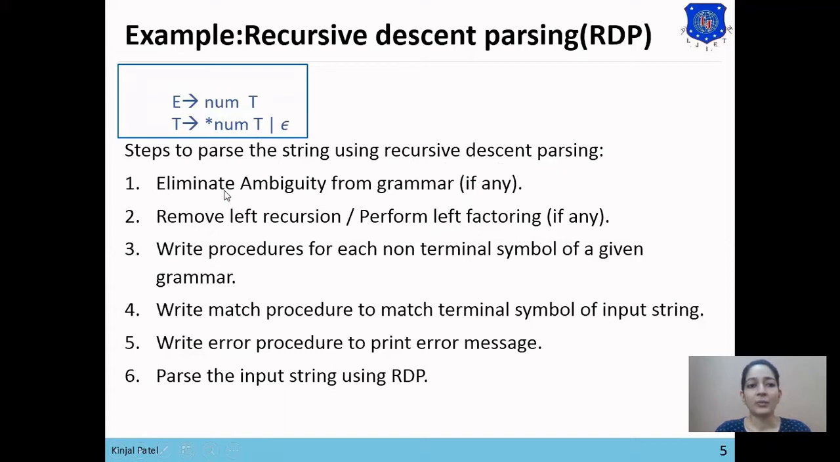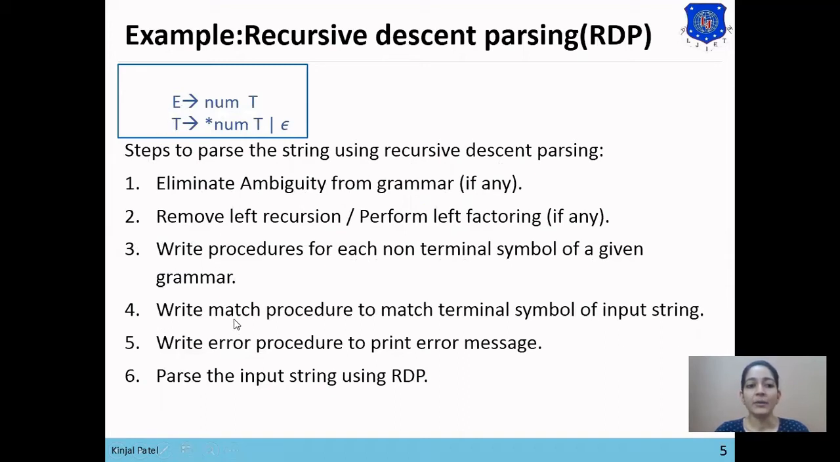As this is a top-down parsing algorithm, the first step is to check for ambiguity in the given grammar. If there is any ambiguity, then eliminate it from the grammar. Then remove left recursion and perform left factoring if required. Then write procedures for each non-terminal symbol of the given grammar. In this grammar, there are two non-terminal symbols, E and T, so write procedures for E and T.